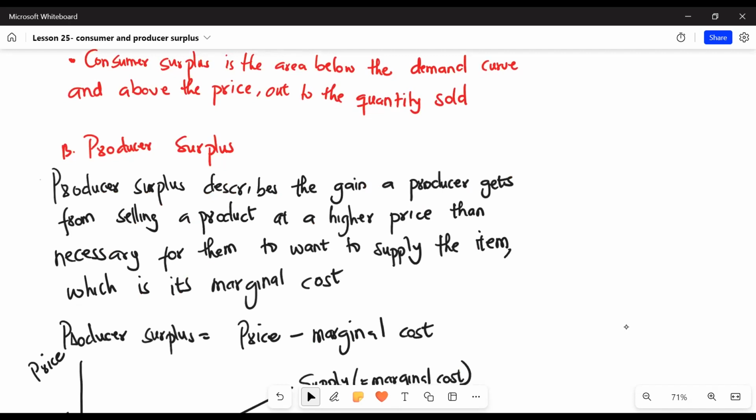Producer surplus describes the gain a producer gets from selling a product at a higher price than necessary for them to want to supply the item, which is their marginal cost. For example, if the price of a pair of jeans is £50, but the marginal cost is the £35 worth of denim, thread and labor it took to make that extra pair of jeans, then the producer surplus is £15.